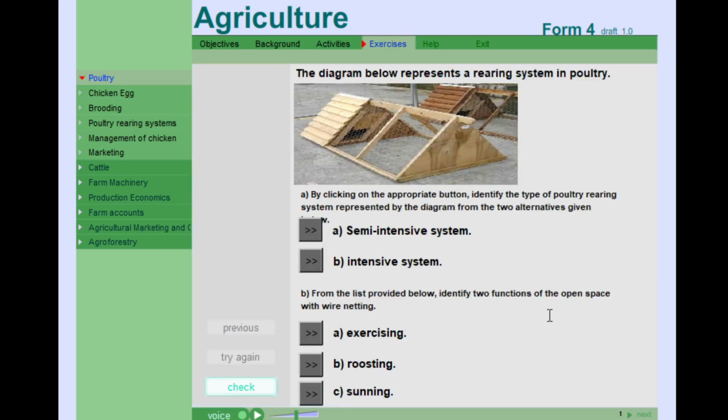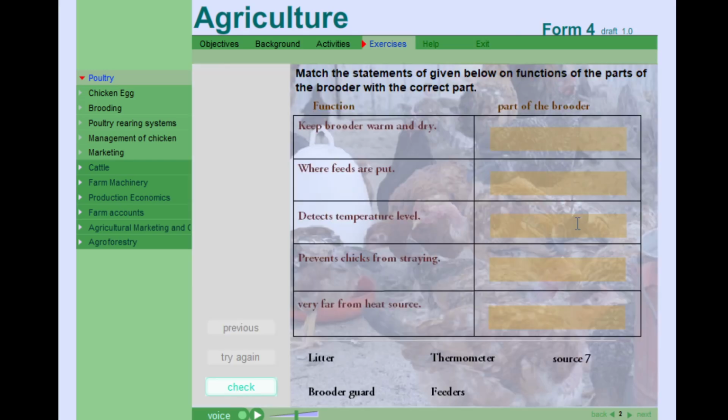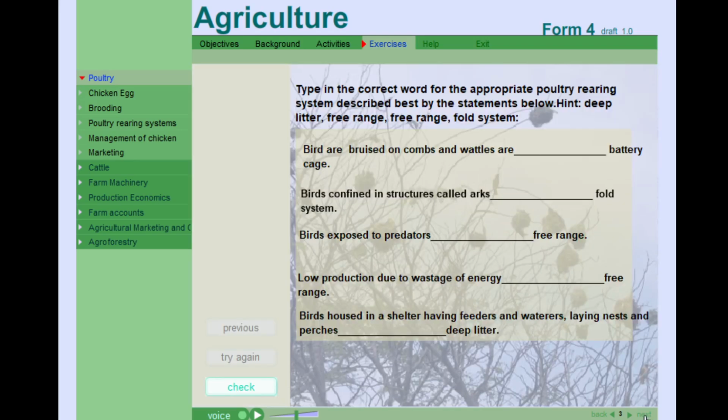The diagram below represents a rearing system in poultry. By clicking on the appropriate button, identify the type of poultry rearing system represented by the diagram from the two alternatives given below. Match the statements given below on functions of the parts of the brooder with the correct part. By dragging and dropping, place the appropriate poultry rearing system described best by the statements below.